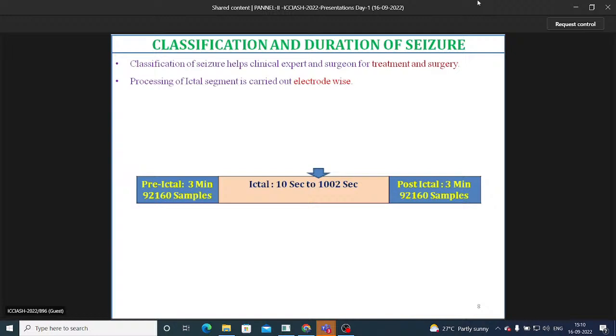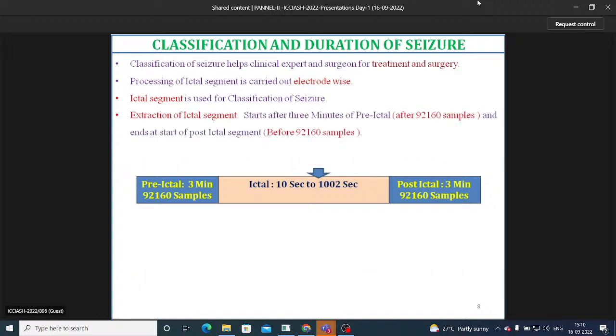So we have taken the ictal segment and we have done an analysis electrode wise, where the ictal segment is used and classified. How have we extracted the ictal segment? We have removed the first part, that is the first 92,160 samples, which is the pre-ictal, and then we have removed the post-ictal segment, which is again 92,160 samples, and what we get finally is the ictal segment. This middle segment we have analyzed by pre-processing, then passing through the discrete wavelet transform, extracting the features as I said, and then classifying whether the seizure is present or not, electrode wise.